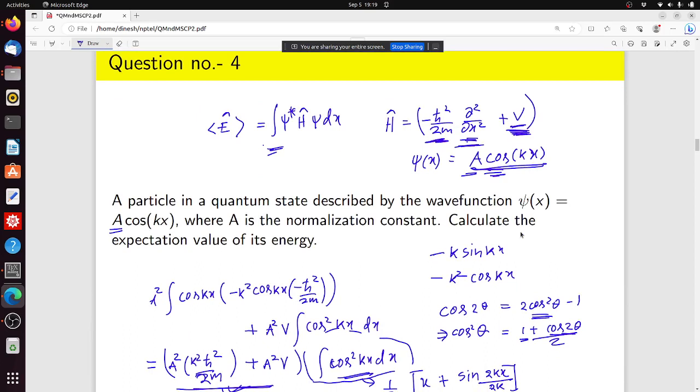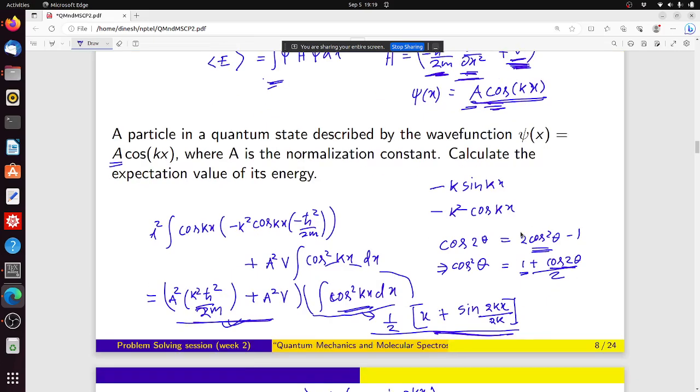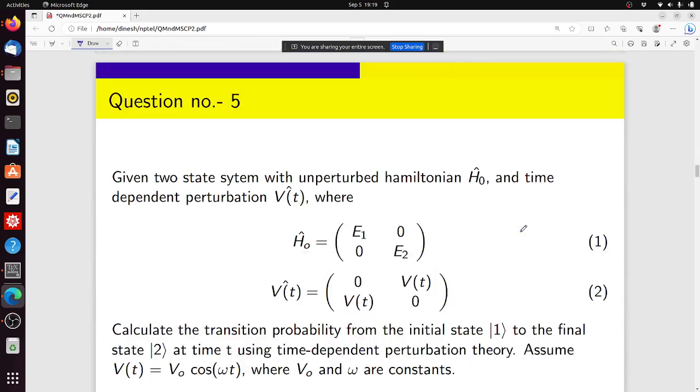Any doubts so far? It's just derivative and integration, nothing else we are doing so far. So moving on to the next question.